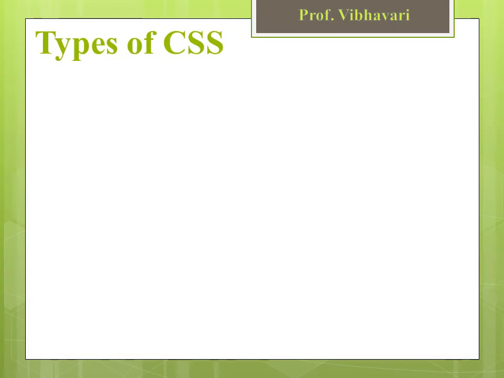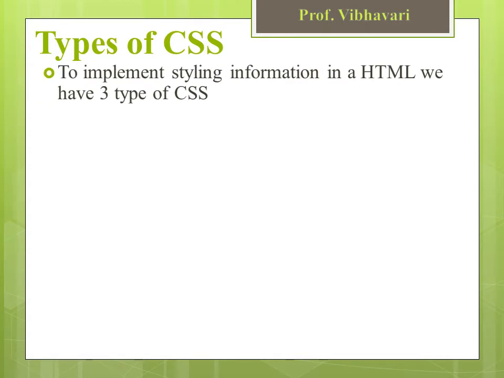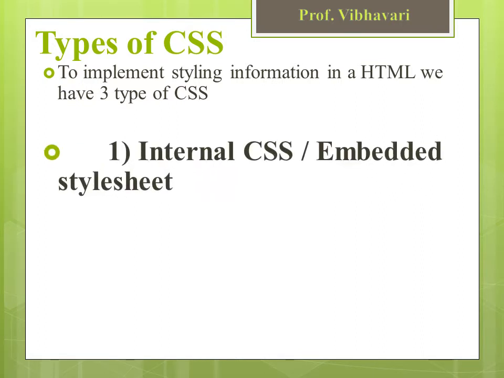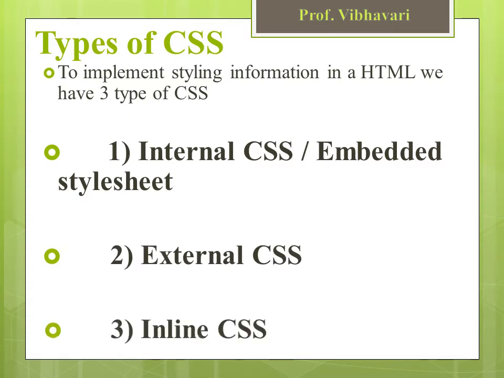Now we can see the types of the CSS. CSS means the cascading style sheets. So there are n number of style sheets, but there are three types of it. To implement the styling information in HTML, we have three types of CSS. First one, internal CSS or embedded style sheet. Second is external CSS. Third one is inline CSS. Here in this presentation, we are only going to focus on internal CSS or embedded.